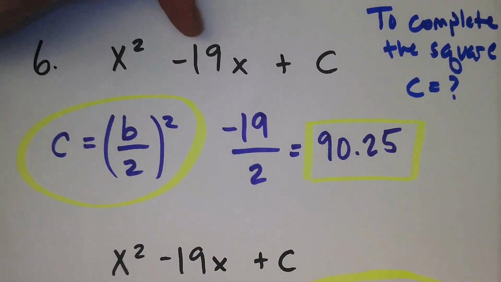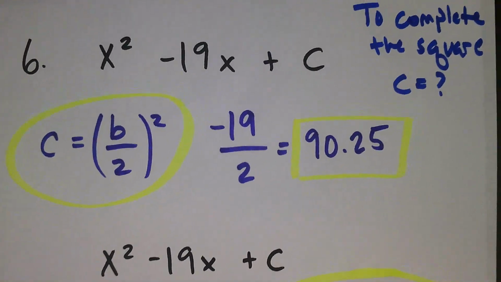So it's nice when the numbers are even, but even when they are odd and we get decimals, it's still going to work out pretty straightforward.